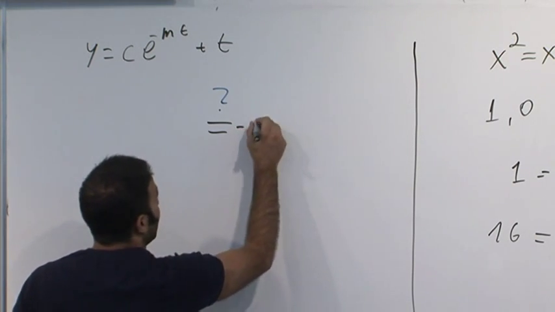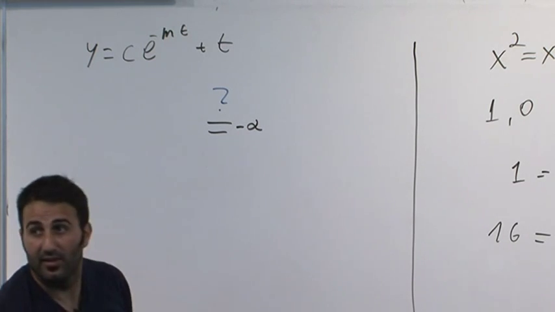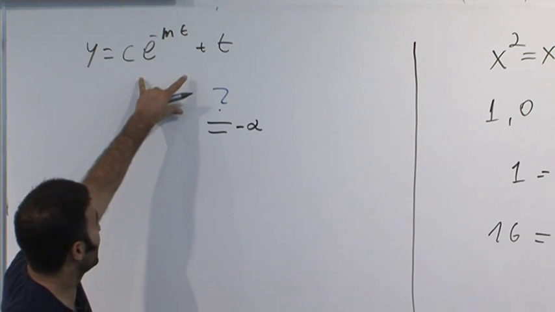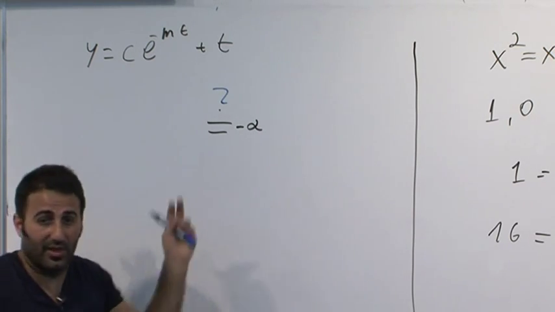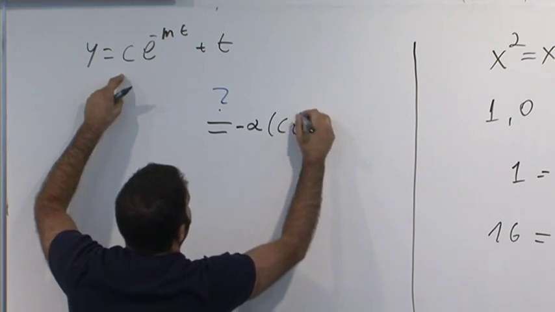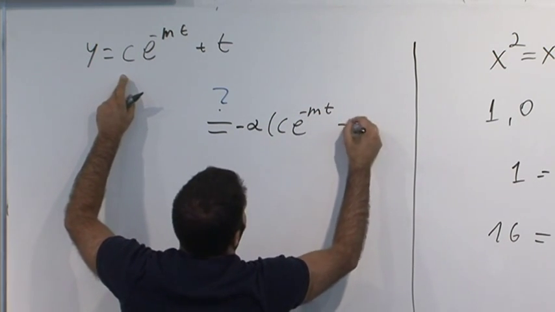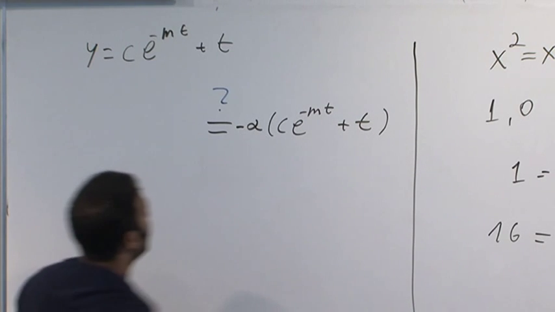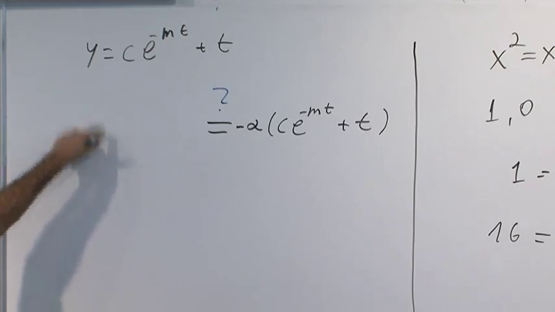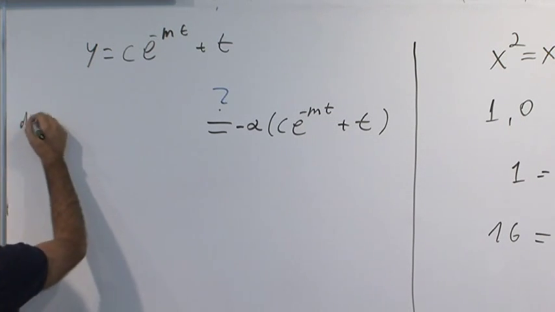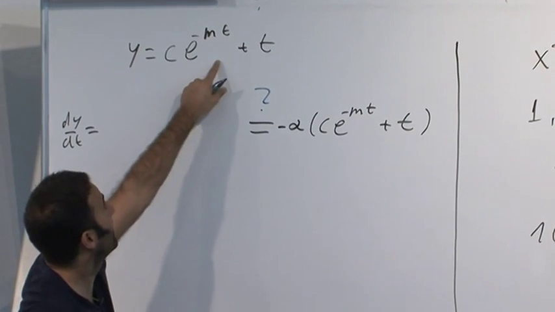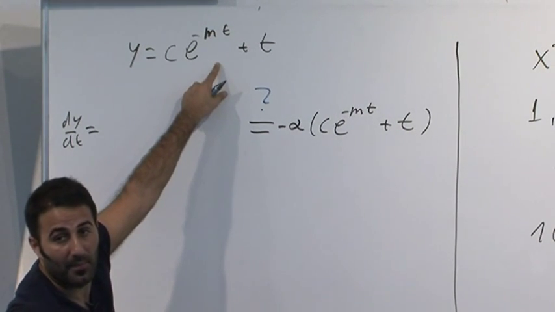Minus alpha times y. What is y? No, the solution, what I think that I found: alpha times C e to the minus mt plus t. On this side, what am I writing? I will need to take the derivative of it. So how do I take the derivative of this? What is the derivative of this?